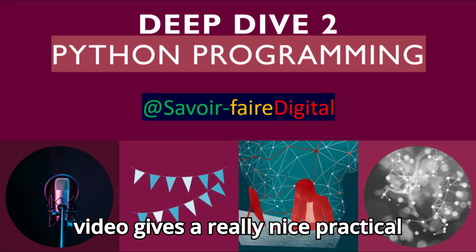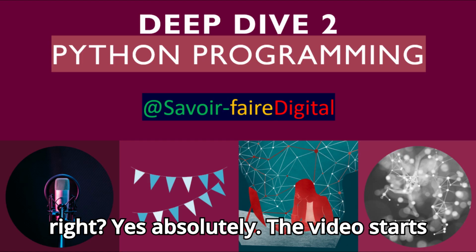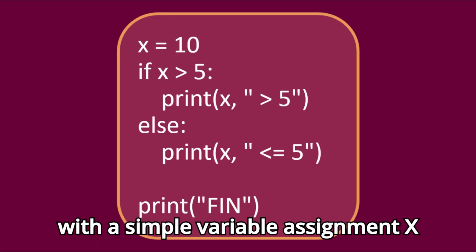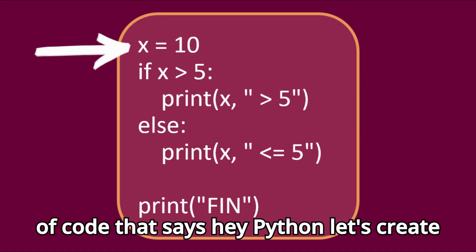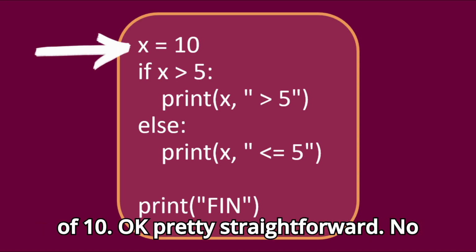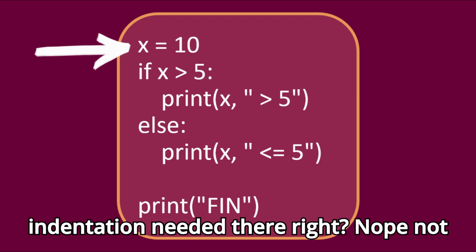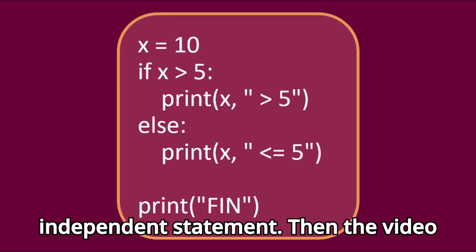Now the video gives a really nice practical example of how this all works in action, right? Yes, absolutely. The video starts with a simple variable assignment, x equals 10. This is just a basic line of code that says, hey Python, let's create a variable called x and give it the value of 10. Okay, pretty straightforward. No indentation needed there, right? Nope, not for that line. It's just a single independent statement.